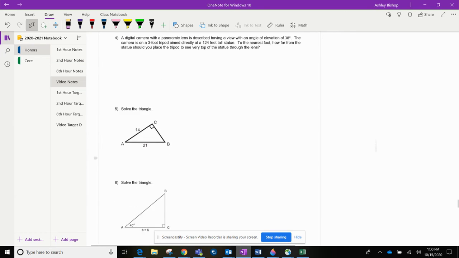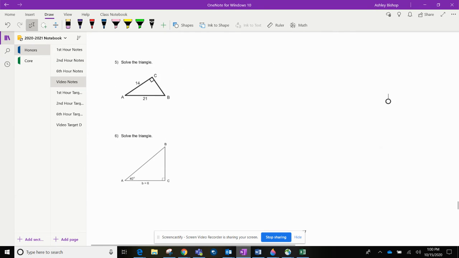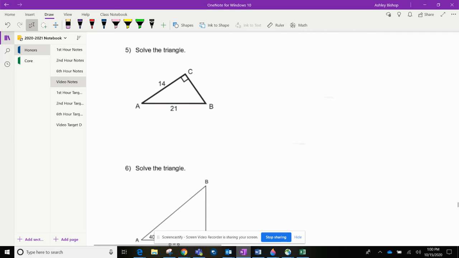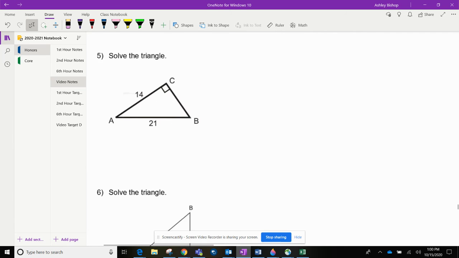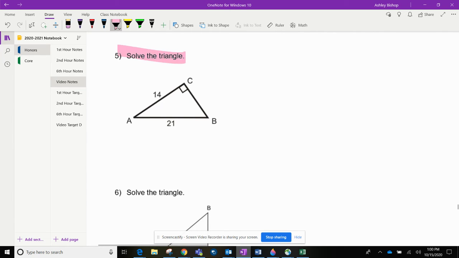Okay, to do our next example, I'm going to skip ahead to the bottom of page 17, question 5 on page 17. And again, it says solve the triangle. And I know that's not a lot of directions, so you need to know what that means. So I need to find all 3 side lengths and all 3 angle measures. And some of them will be given to you. So let's see what I do need to find.